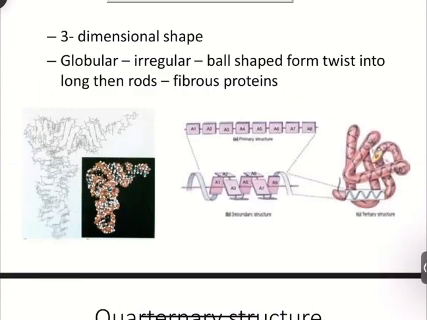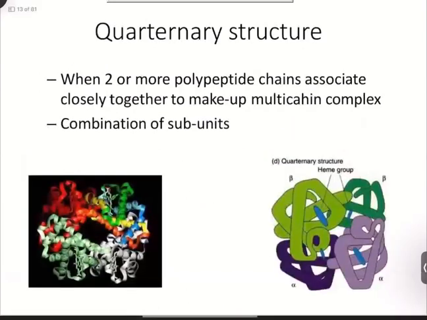Then your quaternary, okay? When two or more polypeptide chains are closely associated together to make up your multi-chain complex. This is chain. Multi-chain complex. No? How is it done? You have, no, you can have multiple tertiary molecular structures that are bonded together again to form your quaternary.